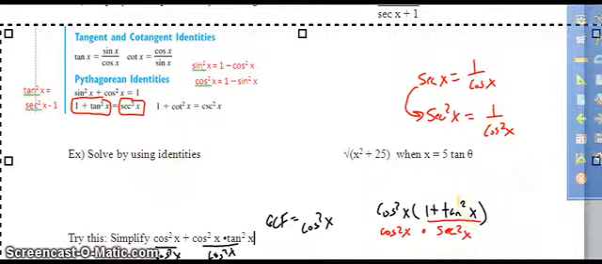So by making that substitution, I can change this into 1 over cosine squared. And so now when I multiply these together, these will actually cancel out. And I was able to simplify this all the way down to just a 1.